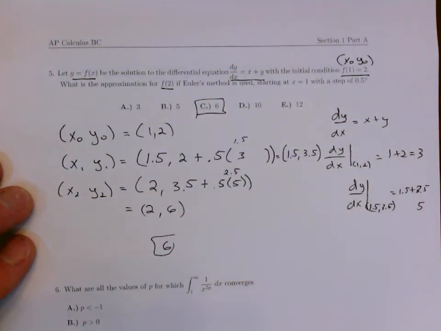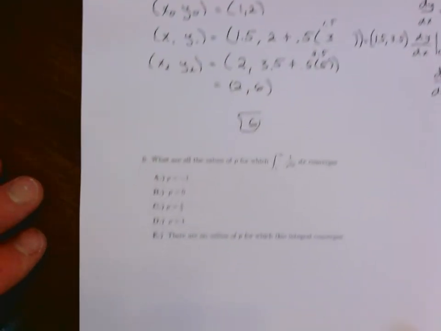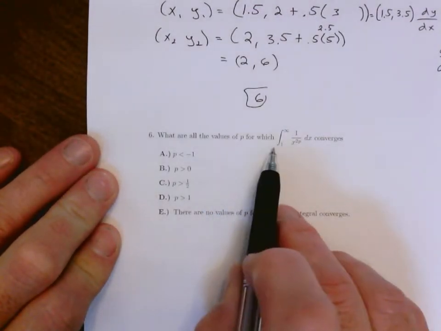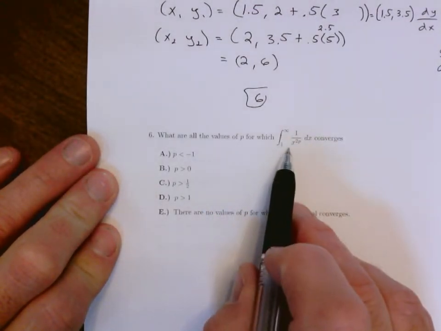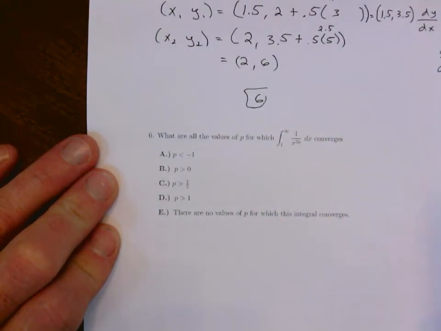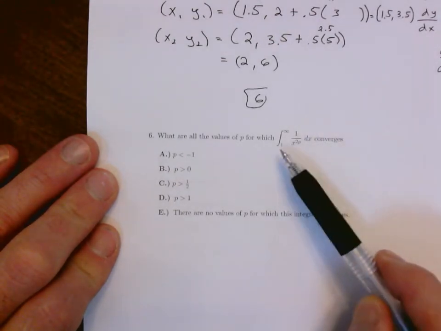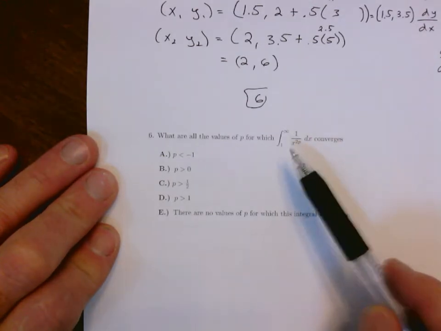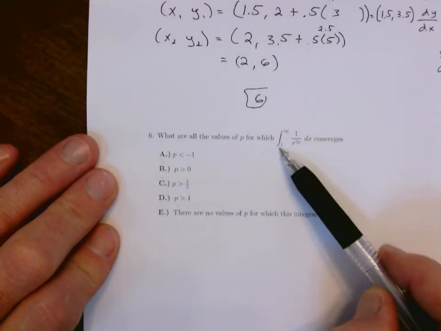Okay, down here. What are all the values of p for which this integral from 1 to infinity of x to the 2p over 1 converges? Now, a couple of things here. I don't really need to account for this very much, but I do need to take note that it's actually going from 1 to infinity. That's important. This doesn't necessarily apply if it's not from 1 to infinity.